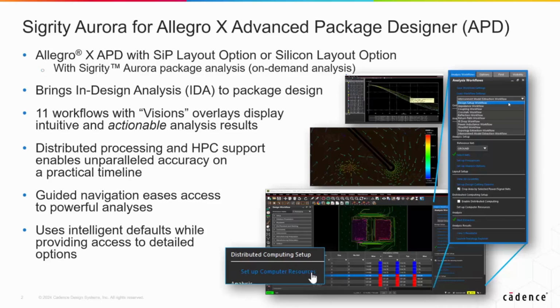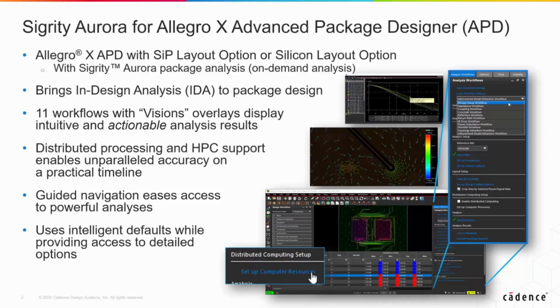In addition to easy-to-interpret tabular analysis results, Aurora's Visions overlays provide an immediate and intuitive visual rendering of those results directly onto the package layout. And because some simulation tasks can be rather compute-intensive, Aurora for APD supports multi-core and distributed processing, so designers have the bandwidth to analyze as part of their design process.